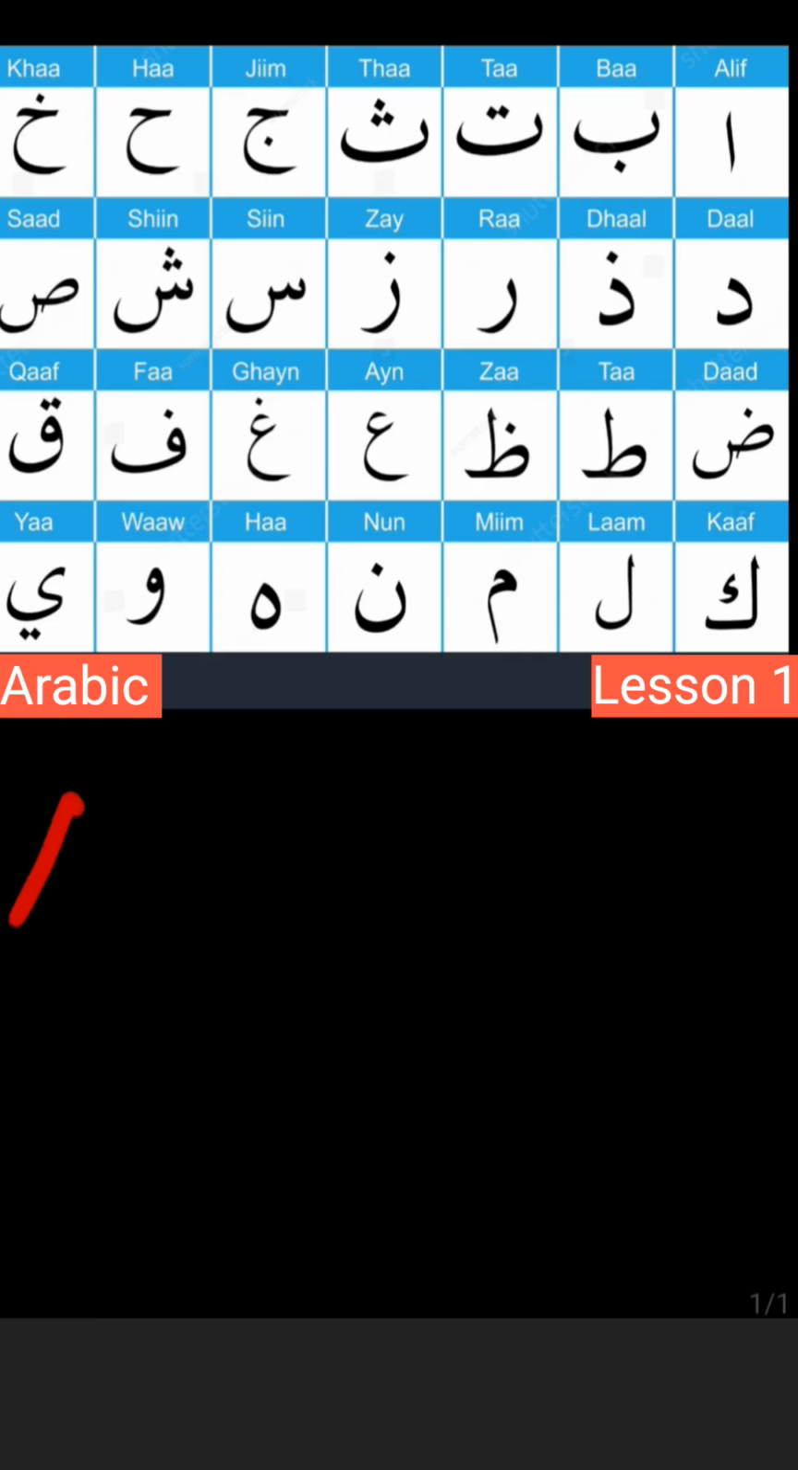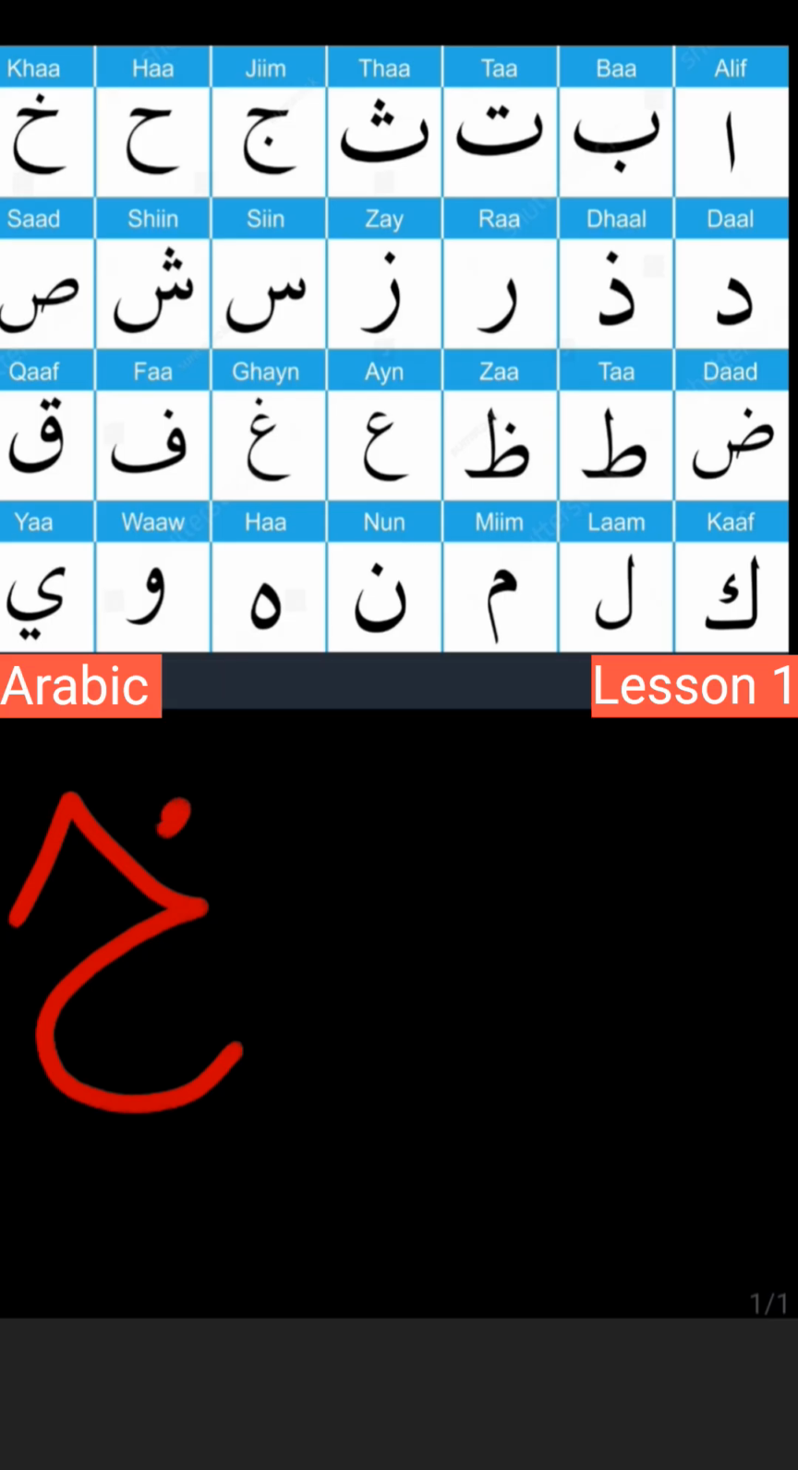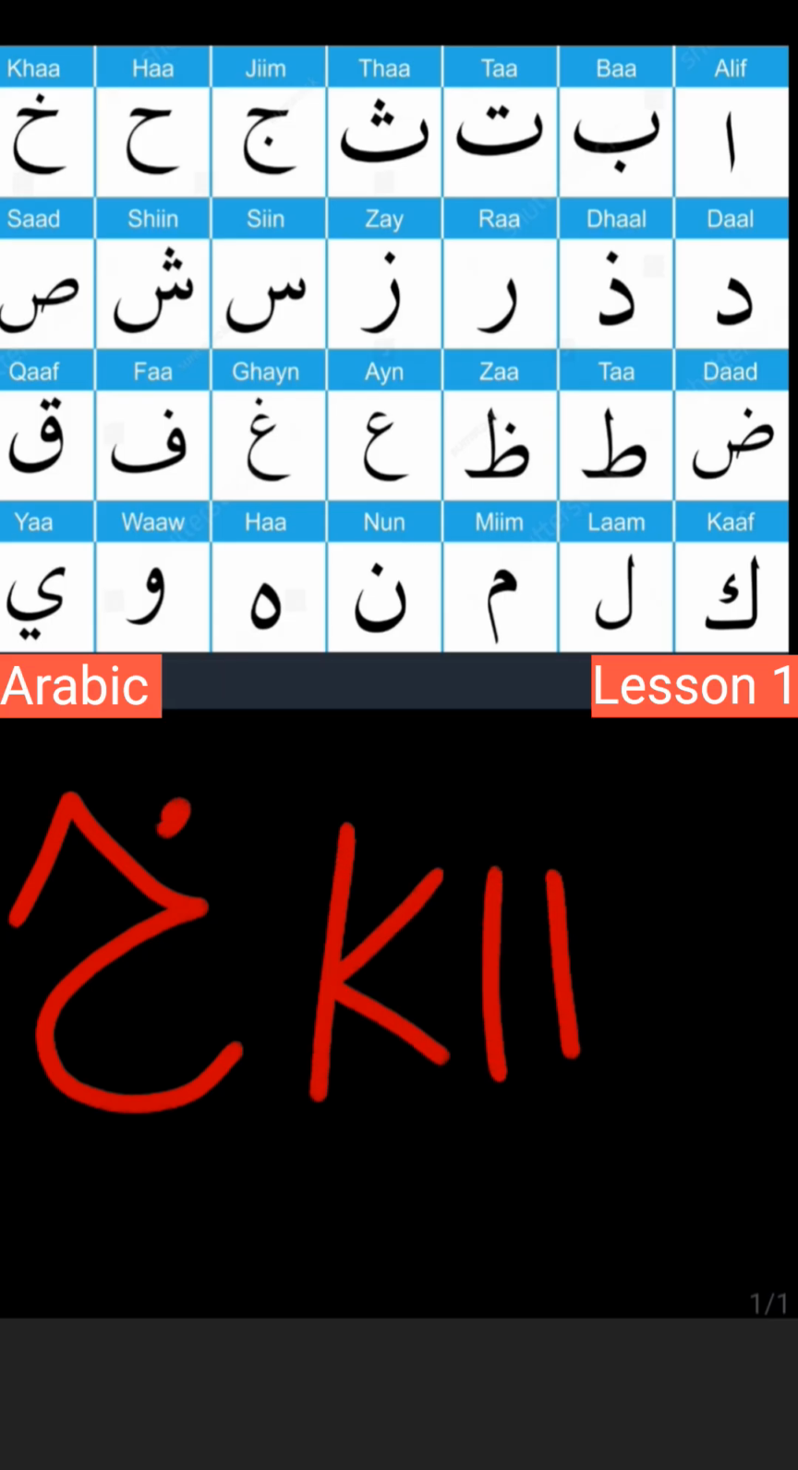So the seventh letter is also a sound that doesn't really exist in the English language, which is Kha. You'll find this more in Semitic languages like Hebrew or other languages. It's Kha.